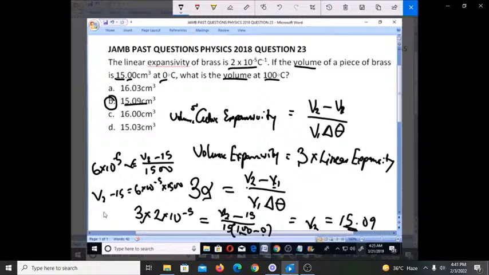That is 1,500. So if you multiply these out and make V the subject, V2 is equal to 6 times 10 to the power minus 5 times 1500, all these plus 15. That is when this 15 goes to this side. If you multiply this out and add it up, you will get 15.09, because this times this gives us 0.9. So plus 15 gives us 15 plus 0.09. And that is the correct answer to this.